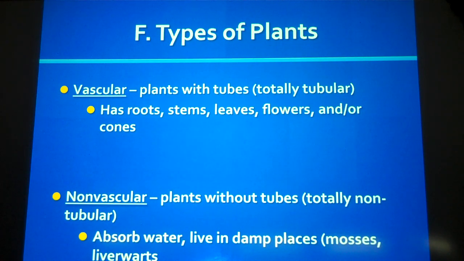And examples or ways that you can tell a vascular plant are they have roots, they have stems, they have leaves, flowers, and or cones. Yeah, they're totally awesome, man. Thank you, surfer dude. Chill out a second.